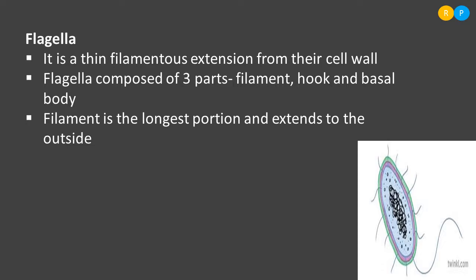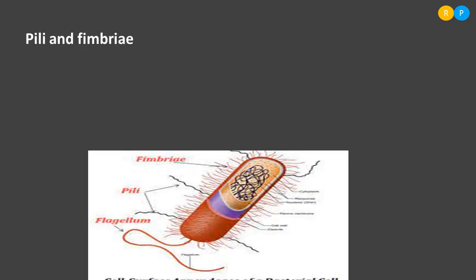The filament is the long portion of the flagellum. It extends to the outside. The actual movement of the bacterial cell takes place with the movement of the filamentous structure. In whichever direction the filaments move, in that direction the bacteria move in their habitat. So the filament is the actual structure, the long portion of the flagellum. It gives proper direction to the bacteria during movement. Clear?